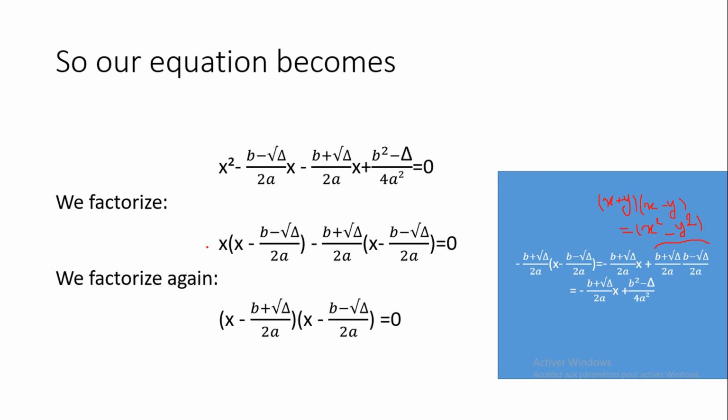So as we said, we got this equation: x times x minus b minus the square root of delta over 2a, minus b plus the square root of delta over 2a times x minus b minus the square root of delta over 2a equals 0. If we look carefully, we're going to see that these terms are similar. So we're going to factorize again and get x minus b plus the square root of delta over 2a times x minus b minus the square root of delta over 2a equals 0.